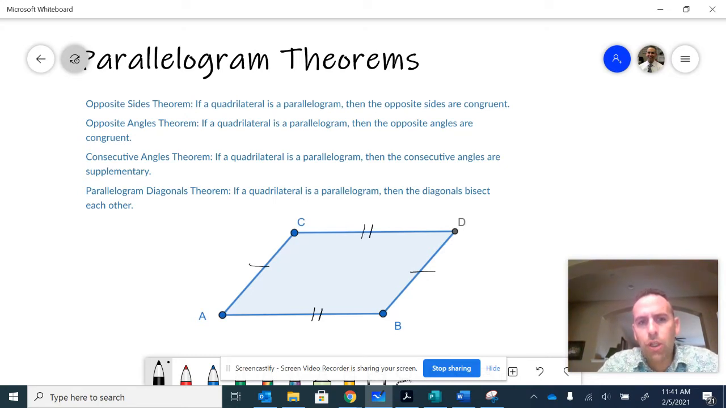Number two, if a quadrilateral is a parallelogram, then the opposite angles are also congruent. So angle A is going to match angle D, and I'll put one mark on each of those. And then angle C is going to be congruent to angle B. So there's congruence there. Third theorem says parallelograms' consecutive angles are supplementary.